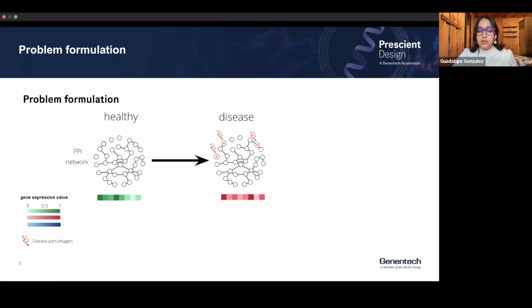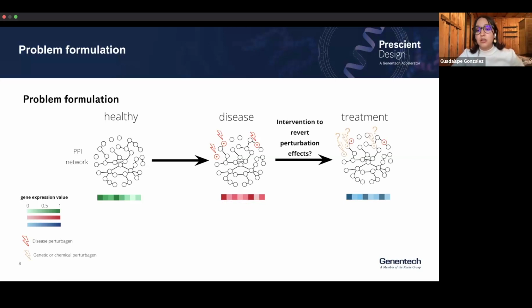So the goal in phenotype-driven lead discovery is usually then to find a specific intervention or a specific perturbagen that would reverse those effects. That's what we would call a treatment. So a treatment acts in a similar way as a disease. At the end of the day, they are perturbations or interventions in a system. And again, we have a modified or different gene expression here. So the goal is for the blue gene expression to be as close as possible to the green gene expression.